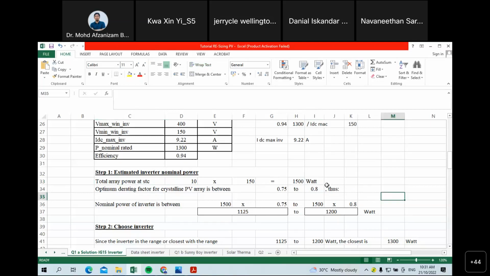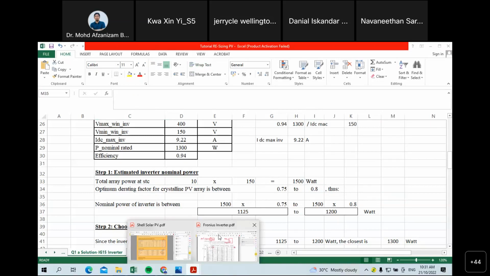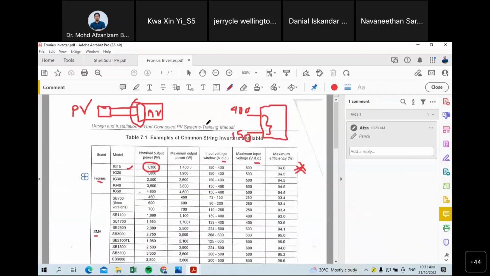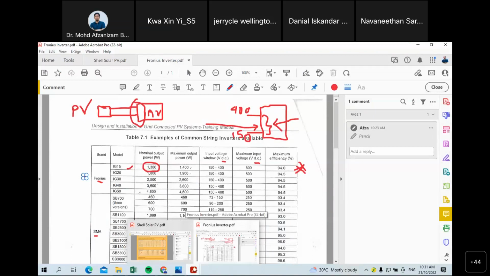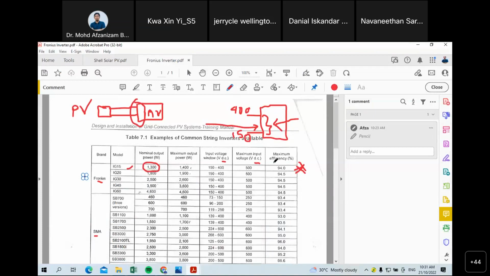Because this information we will use to enter the inverter window. It should not exceed, right? If it exceeds, it will not fit, so it needs to fall under this range. Okay, thank you for the question, Jerry.